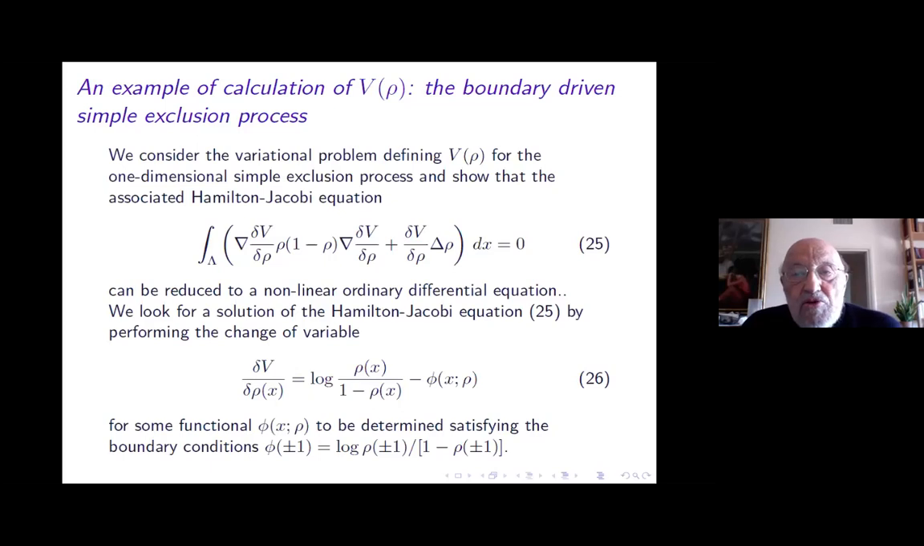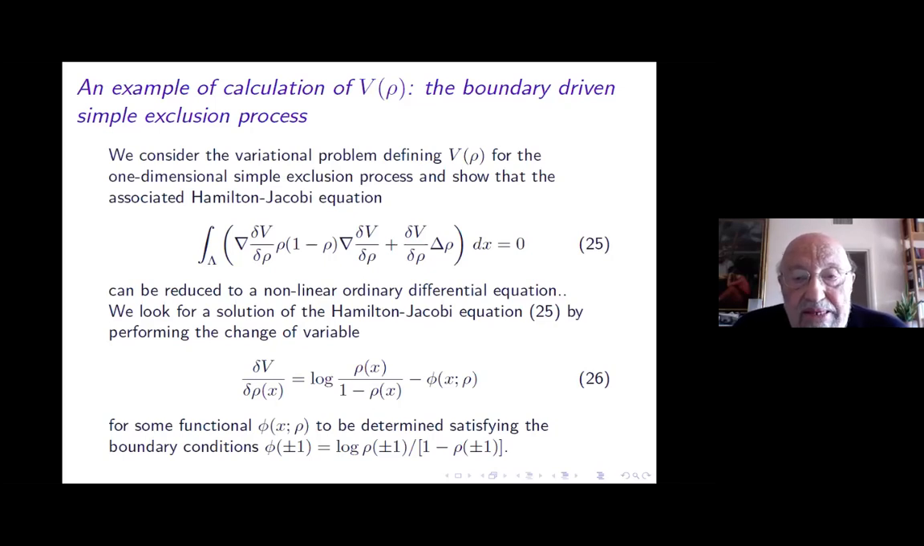Now an example of calculation. This has been explicitly calculated for the simple exclusion process. The simple exclusion process is very simple to describe in the one-dimensional situation. You have a one-dimensional lattice, and you have particles which jump from one point to the other, but they can occupy a place only if it is originally non-occupied. And this is characterized by a mobility, which is given by the product of rho times one minus rho. And so the Hamilton-Jacobi equation takes this form.